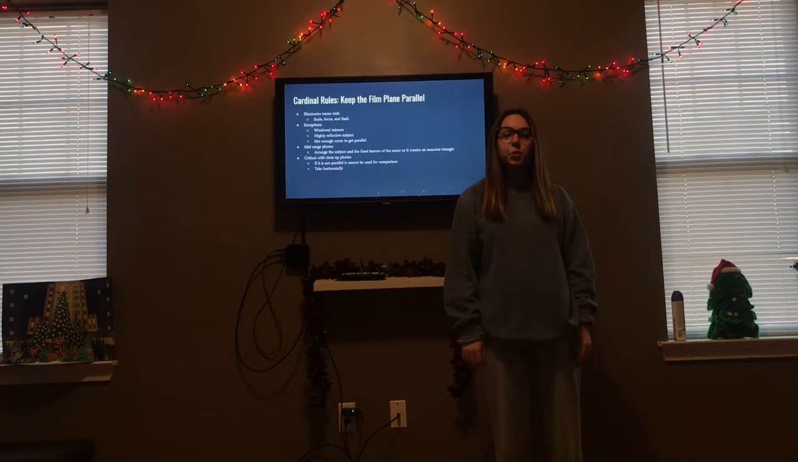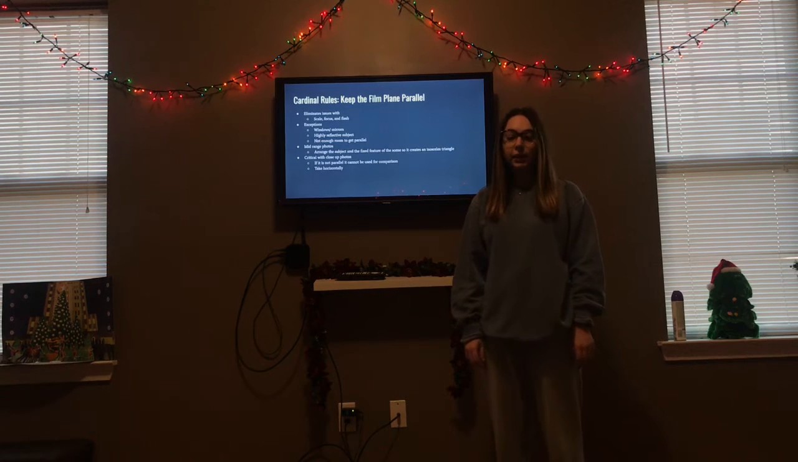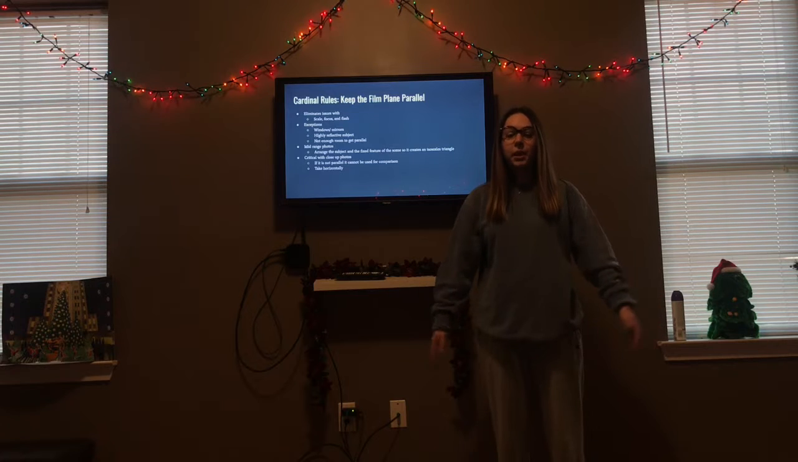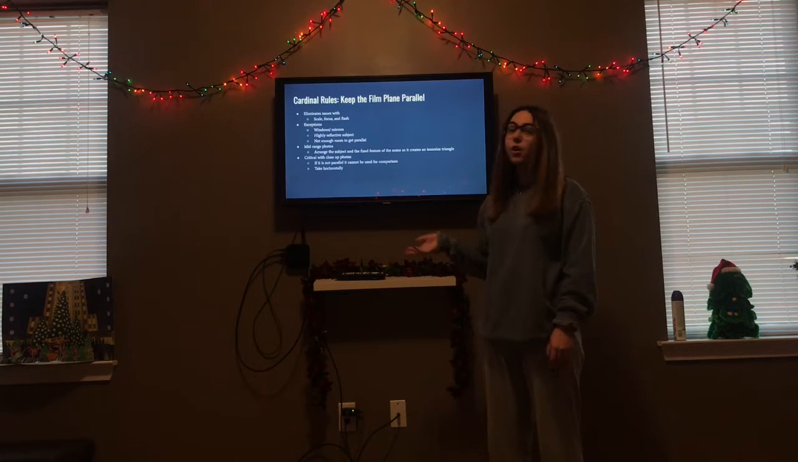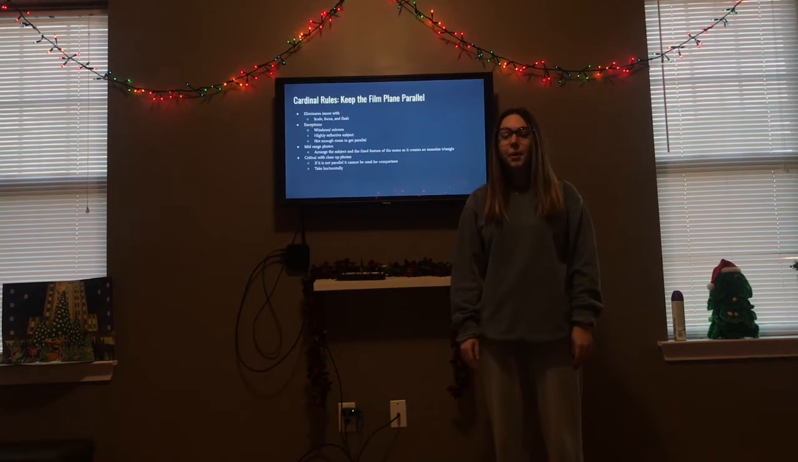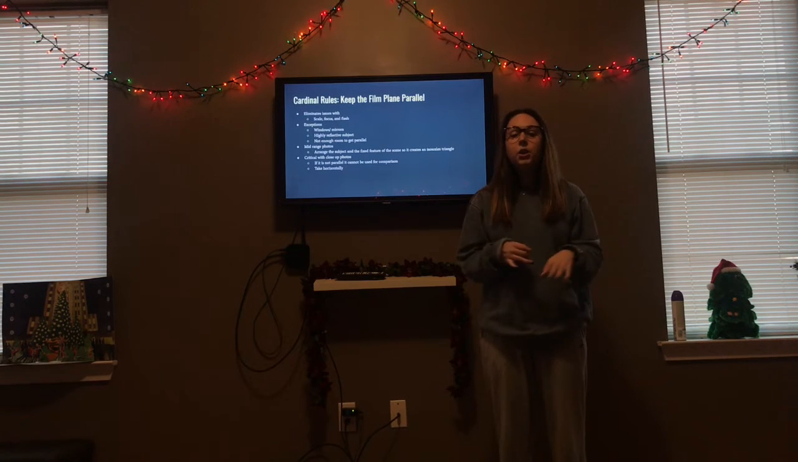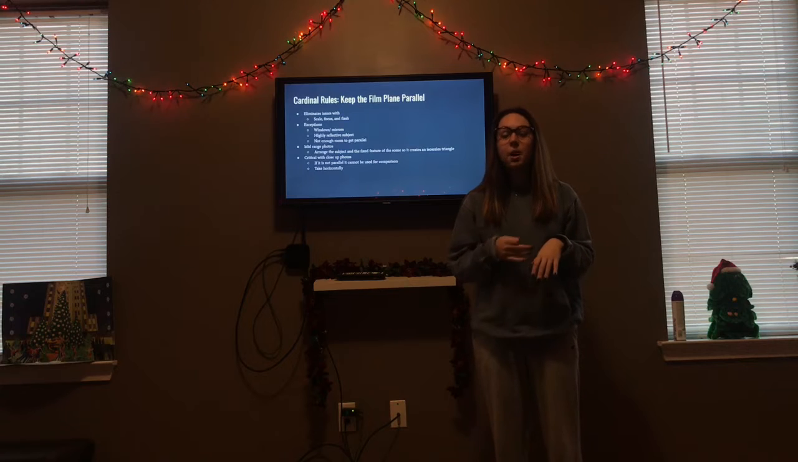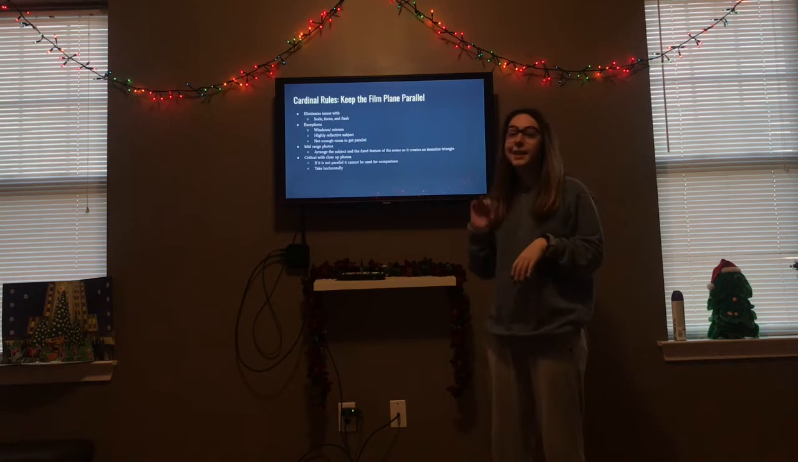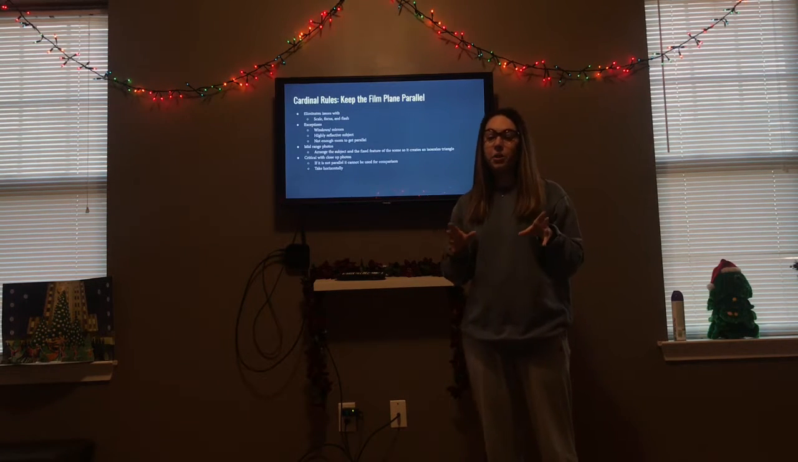The third cardinal rule is to keep the film plane parallel. Keeping the film plane parallel can help eliminate issues with scale, focus, and flash. However, there are some exceptions to this rule, and this can include windows or mirrors, highly reflective subjects, and not having enough room to get parallel in the photo.